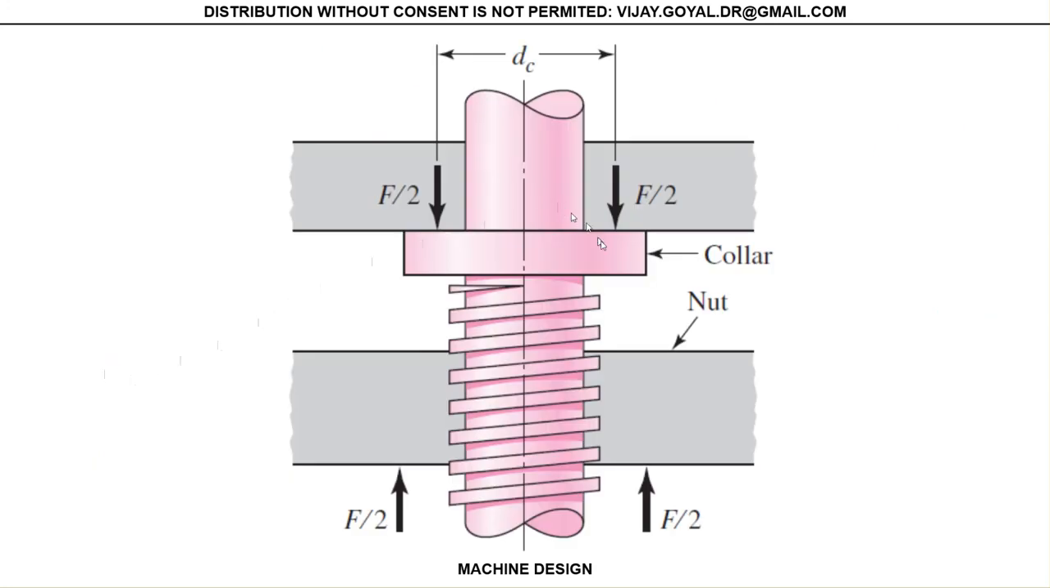So basically the collar is this application right here. The collar doesn't necessarily always help. It actually works sometimes against you, but we will talk about those applications in a few minutes. When we do an example, we will see the effect with and without the collar. The collar has its purposes, but it actually reduces the efficiency of your power screw.